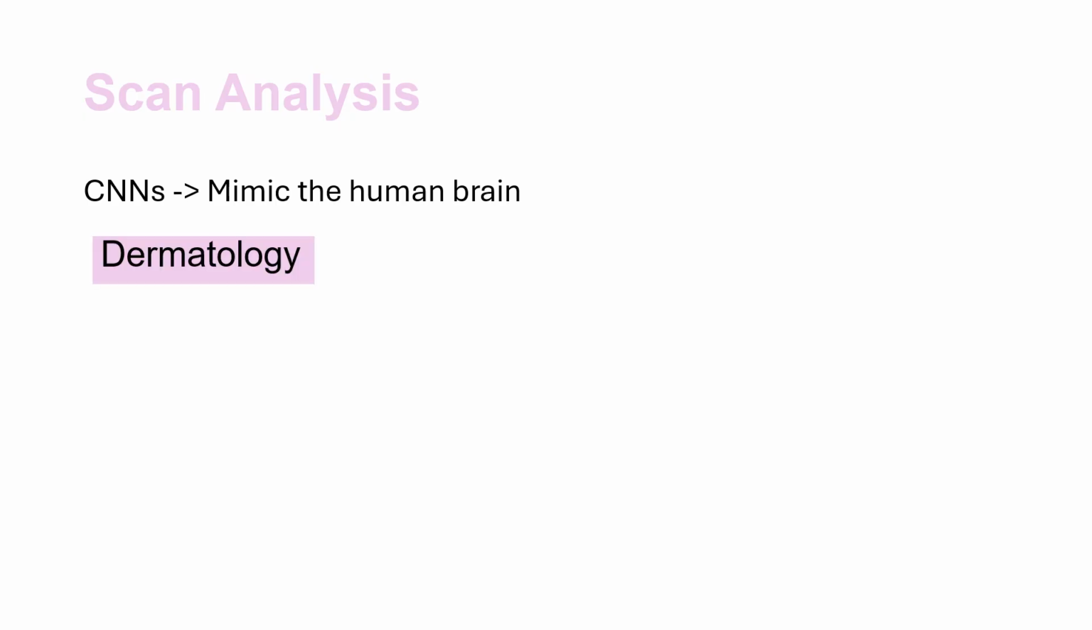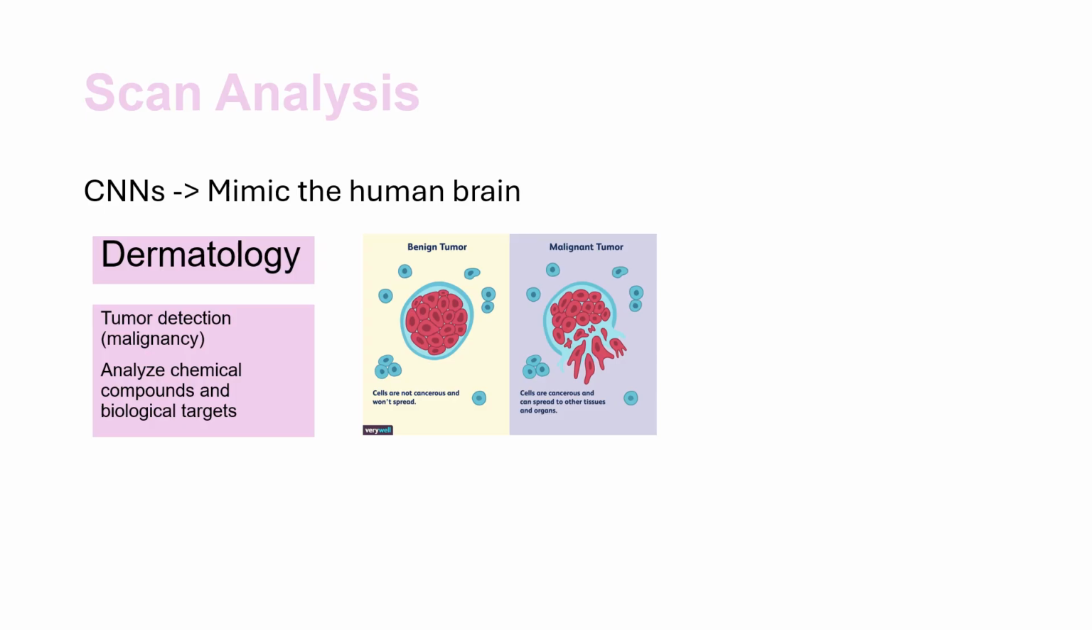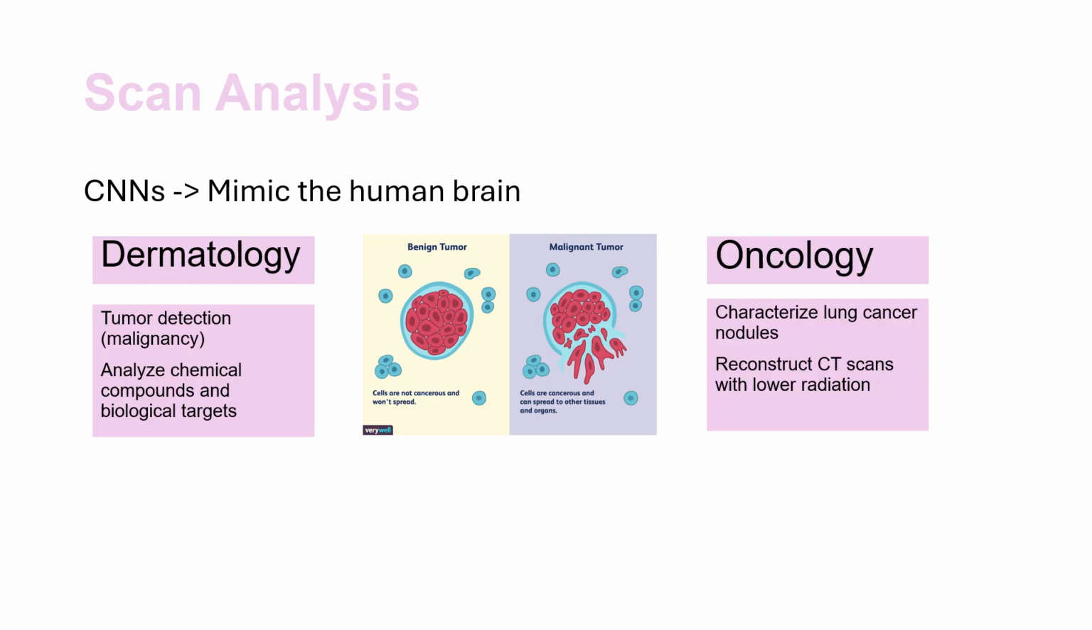In dermatology, it's known for tumor detection, seeing whether a tumor is benign or malignant, and its ability to analyze chemical compounds and biological targets from scans. This former ability optimizes efficiency and safety because the doctor is then able to identify the best possible drug to administer. In oncology, medical AI is proven to improve lung cancer nodule characterization and reconstruct CT scans.